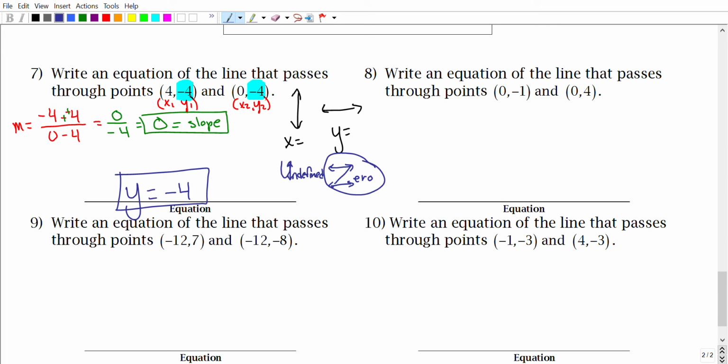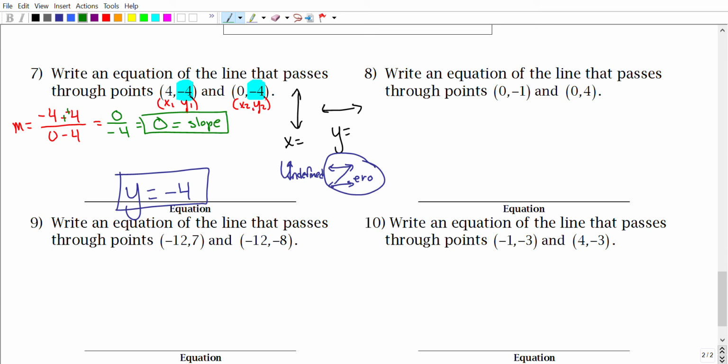All right, so let's try out number 8 and see how we do on that one. It says, write the equation of a line that passes through the points (0, -2) and (0, 4). Now, you have 2 options, okay? And I want to show you guys as many methods as possible because I want you guys to choose the one that you feel is best for you.